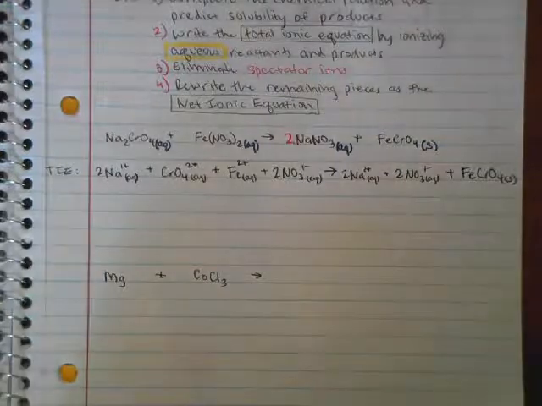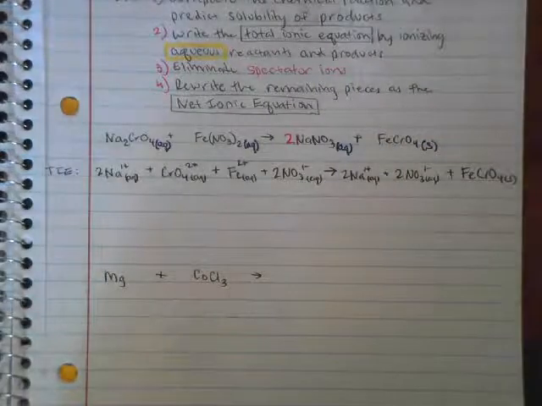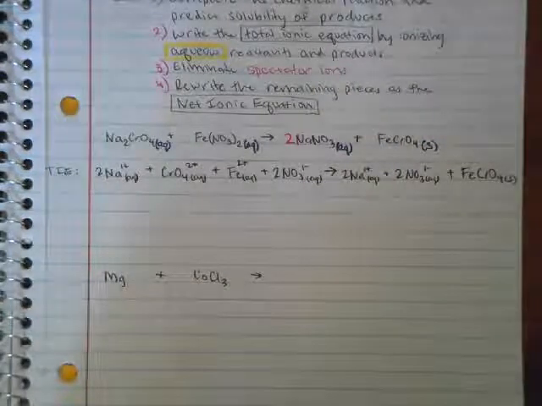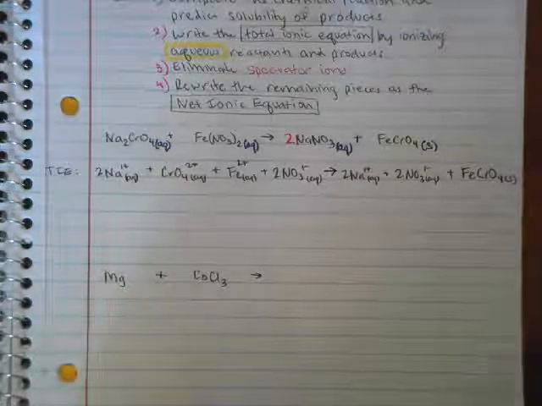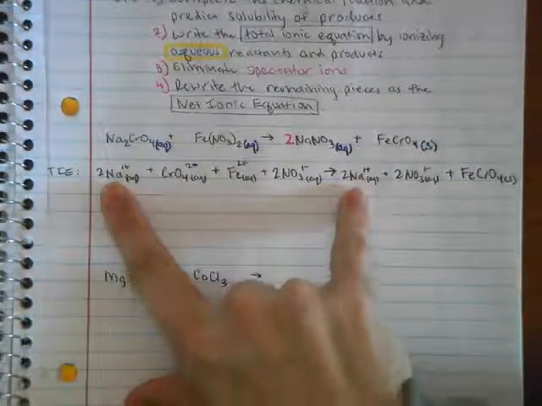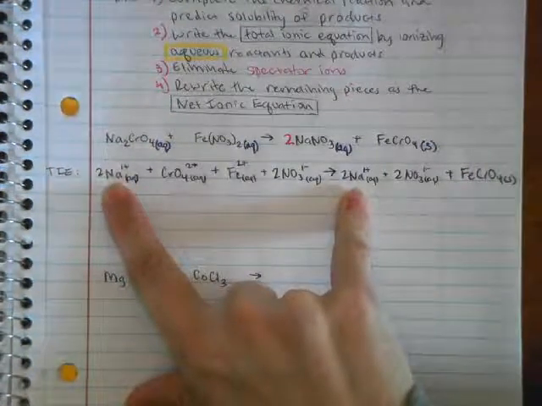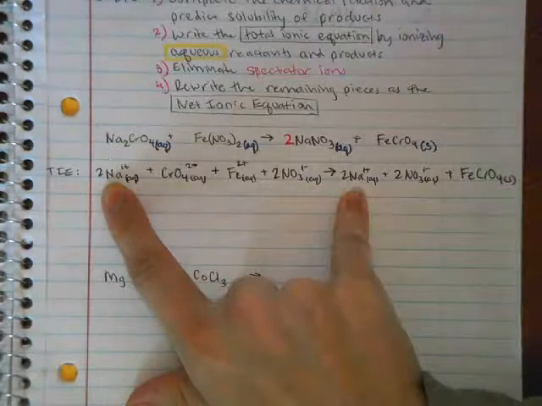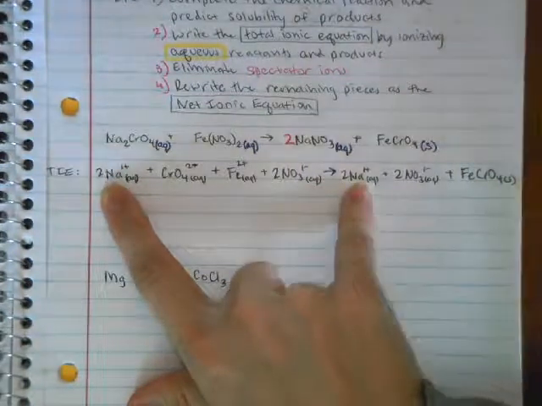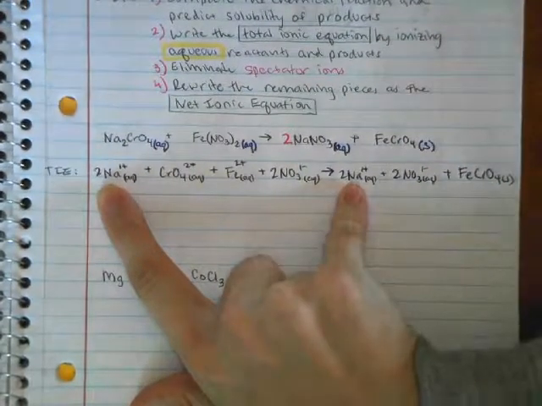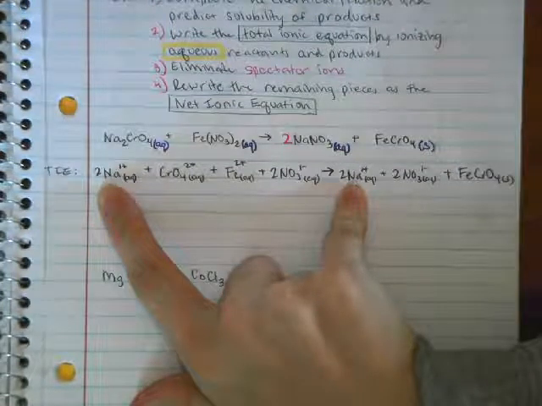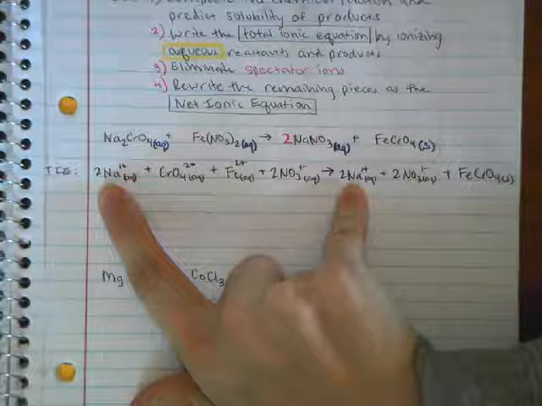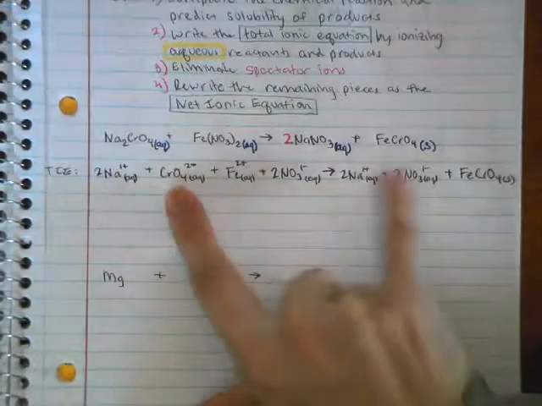Okay. So in order to find the spectator ions, I want to find something that does not change as it crosses the reaction arrow over into the products side. Sodium is an excellent example of this. On the reactant side, I have 2 Na1+ aqueous, and look over here. On the right, I have 2 Na1+ aqueous all over again. Okay, this is a spectator ion. It does not change. Chromate is a terrible example of a spectator ion. In fact, it's not a spectator ion.